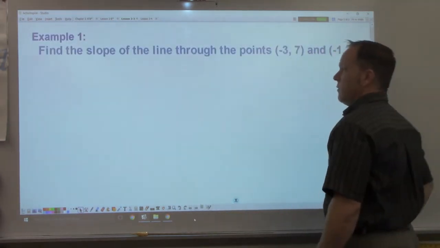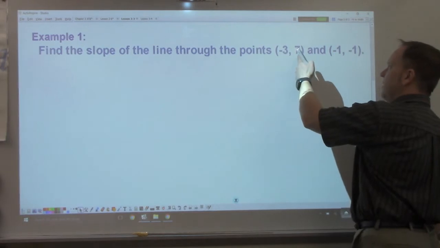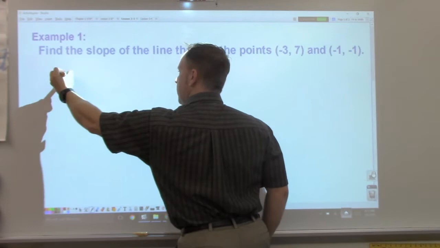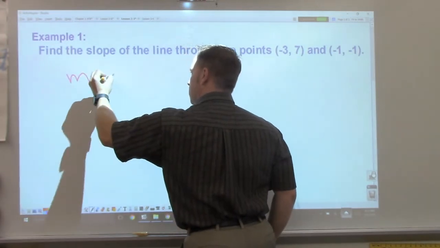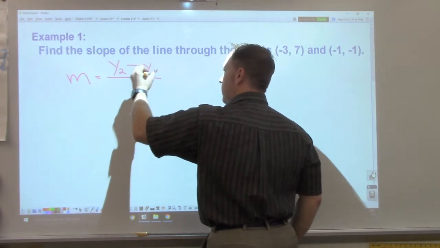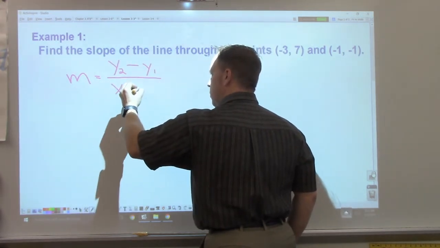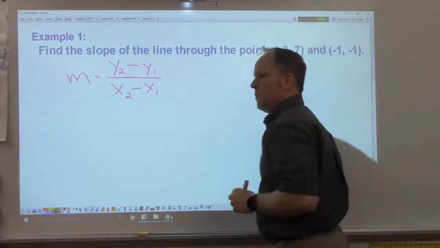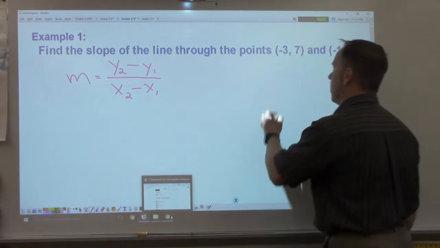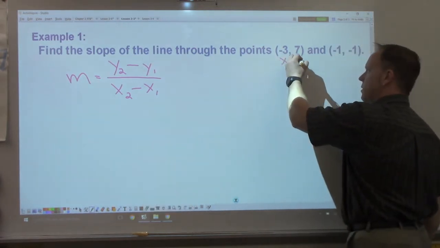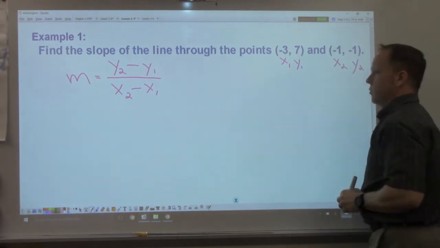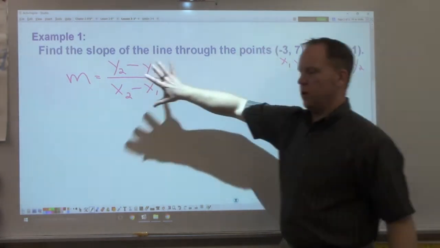Find the slope through the points (-3, 7) and (-1, -1). First, I write down my slope formula: y2 minus y1 over x2 minus x1. Remember, subscripts just tell us the difference between the first and the second points. So, label them: x1, y1, x2, y2. Now that you're labeled, real simple to plug them in.